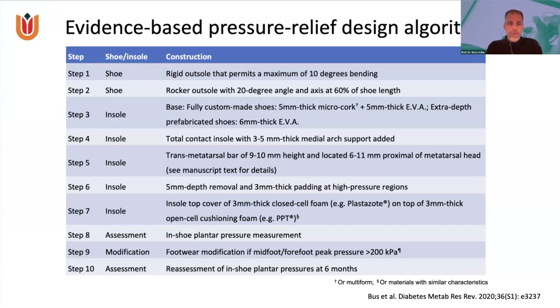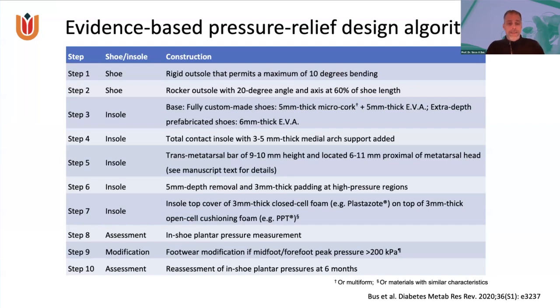So just as an example, you see here that for the shoe and the rigid outsole or the rocker outsole that we have, there are specific bending stiffnesses or degrees or specific angles that are applied for such a footwear design. And also for the insole, you see particular thicknesses and locations for where a transmetatarsal bar is located proximal to the metatarsal heads that you want to offload, and also information on the thickness of a top cover that we did this research on.